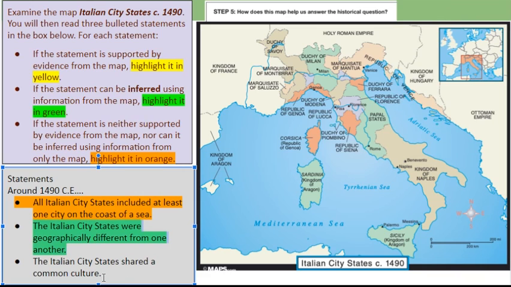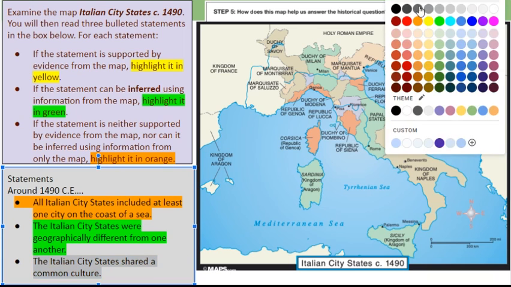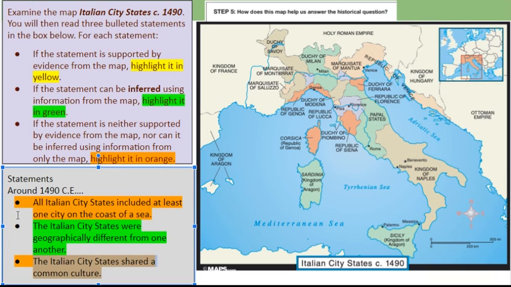The Italian city-states shared a common culture. Now, I don't know that. How do I know that from this map? I might know it from something else. But if it says I can't do it from just the map, guess what? I'm going orange again. Now, I know I wanted to make the first one yellow, but I don't know enough about it. So now here's my question.